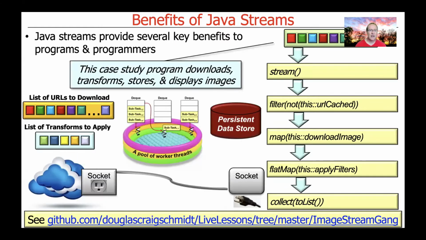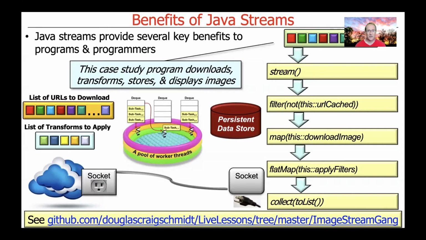the code. The particular example we're going to look at here is something that I will go through in a lot more detail when we talk about parallel streams, completable futures, and reactive streams. I'll just summarize it right now so you get the high-level view. This is something we call the image stream gang case study, and it's a very cool way to show off and compare different concurrency and parallelism mechanisms and asynchrony mechanisms to download, transform, store, and display images that are available across the network via URLs.